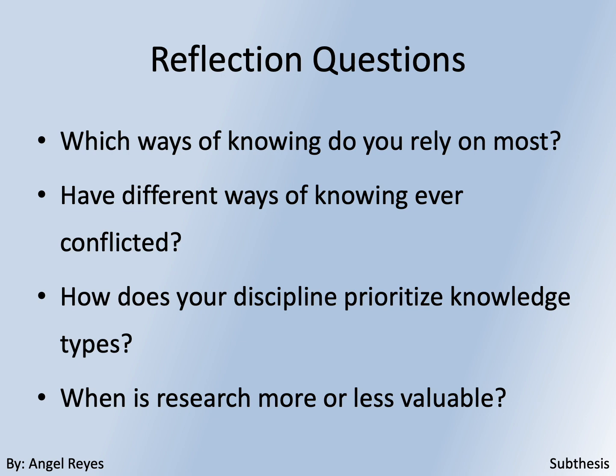Consider which ways of knowing you personally rely on most. Have you experienced situations where different ways of knowing came into conflict, such as when intuition contradicted what authorities claimed? How does your academic discipline prioritize different types of knowledge? When do you find research particularly valuable, and when might other ways of knowing be more appropriate? Reflecting on these questions helps develop metacognitive awareness about knowledge acquisition processes and epistemological assumptions.